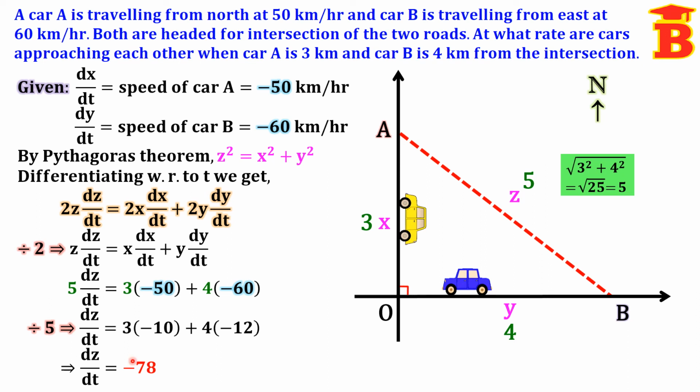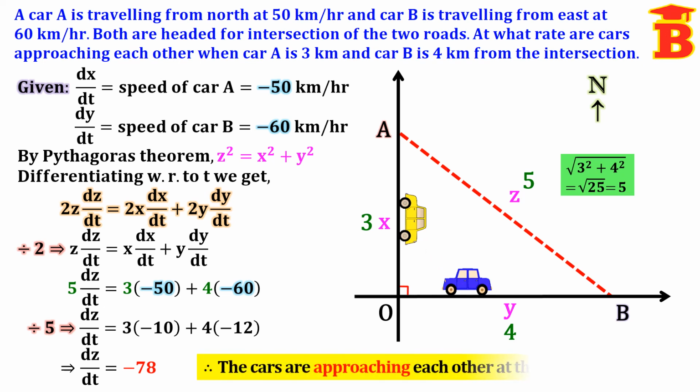And here note that this negative sign indicates that the distance is decreasing. That means the cars are approaching each other. So therefore the cars are approaching each other at the rate of 78 km/h.